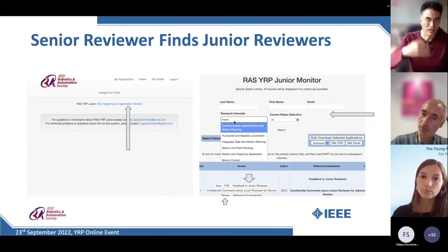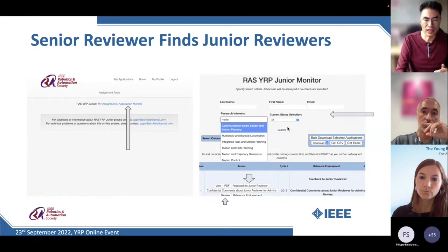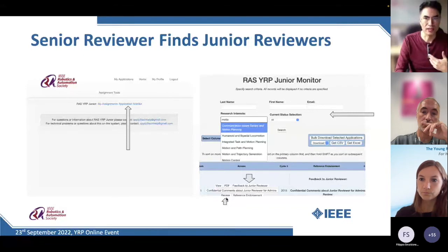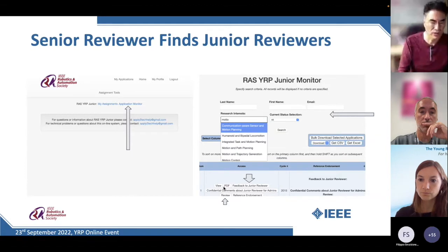They can start typing research interests and this list is going to be filtered down. They can check whether they are PhD students or not. And once they click on search, they will get a list of junior reviewers. In each of these records, I am not showing the name of this specific junior reviewer, but there are buttons where they can provide feedback to the junior reviewers, or they can provide a confidential evaluation on the review. Here they can see their applications and their CVs, all the information that the junior reviewers provided, to decide whether they want to work with that particular junior reviewer.